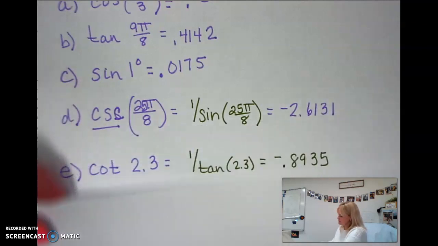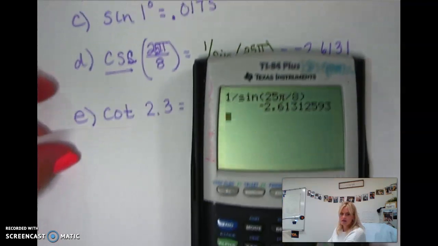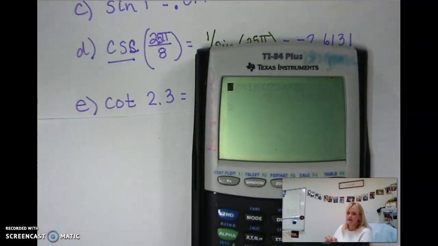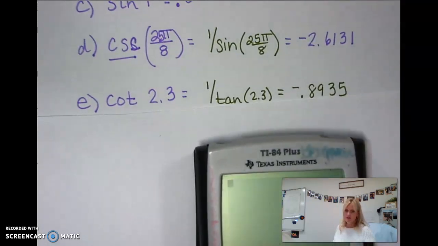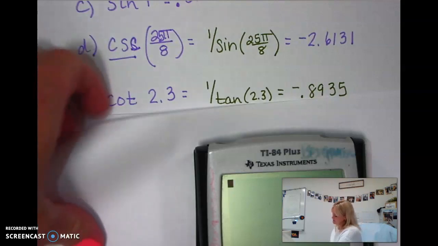So what I'd like you to do is try this one on your own. Again, first step, is it in radian mode or degree mode, and how do you know? If you do not see a degree symbol, then it's in radians. So this one is in radian mode. Hopefully you entered it in as 1 over the tangent of 2.3, and you got negative 0.8935.